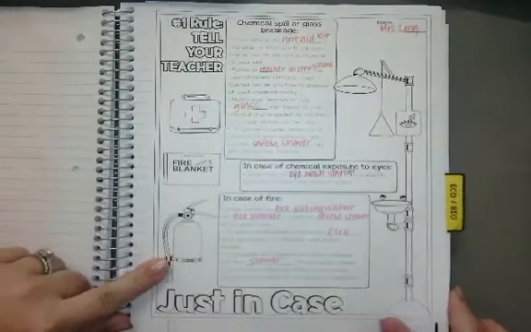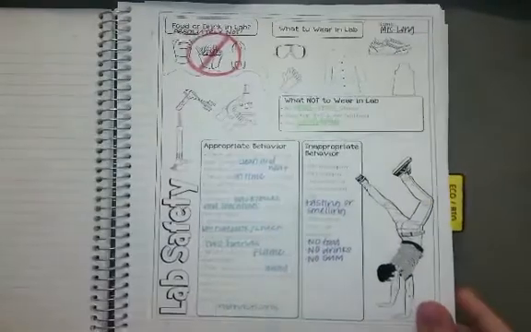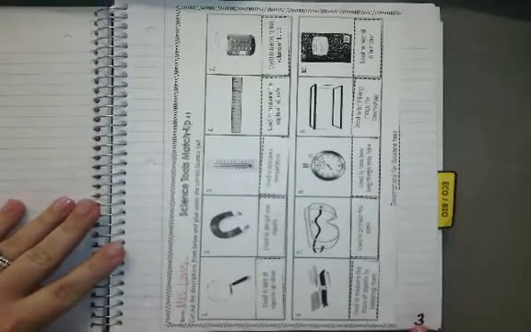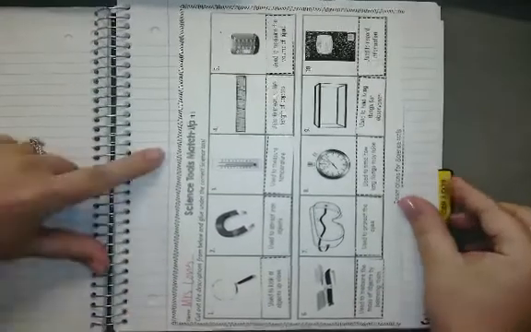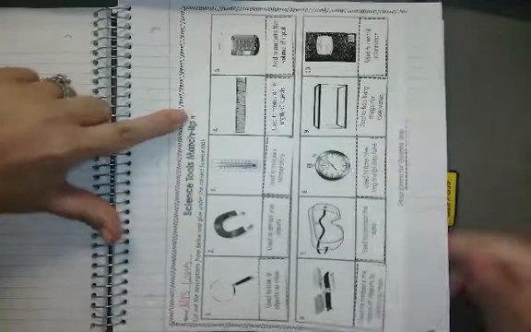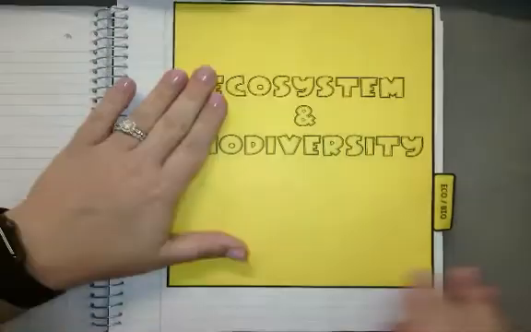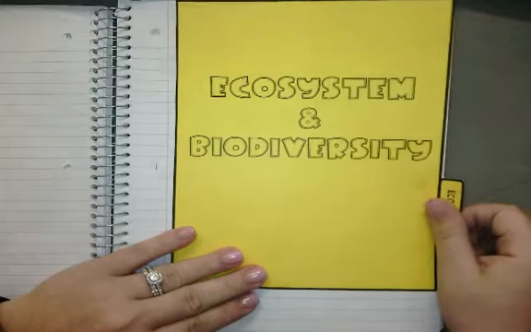You'll move into lab safety and lab tools. You'll have page 1 of lab safety, page 2 of lab safety. You'll notice that my pages are numbered in the bottom corner. This is the expectation for you. Lab tools matchup, part 1, lab tools matchup, part 2, and then we are in ecosystem and biodiversity.